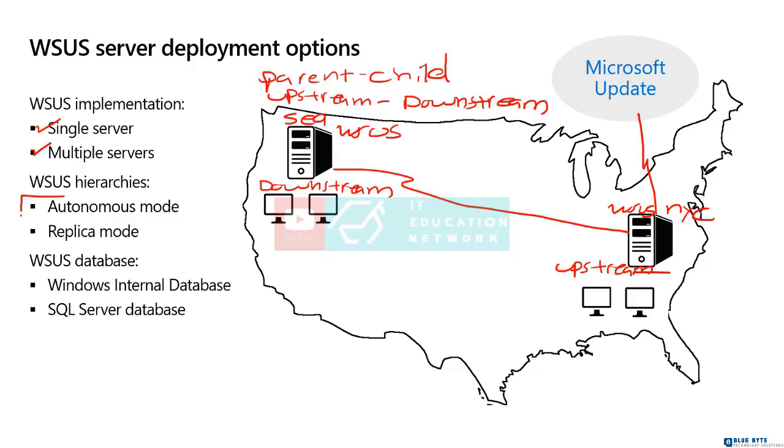You have two options for this downstream-upstream hierarchy, autonomous mode or replica. In autonomous mode, all that means no updates are ever approved on the WSUS in Seattle, not automatically. So in autonomous mode, you have to have some admin in Seattle go approve updates.